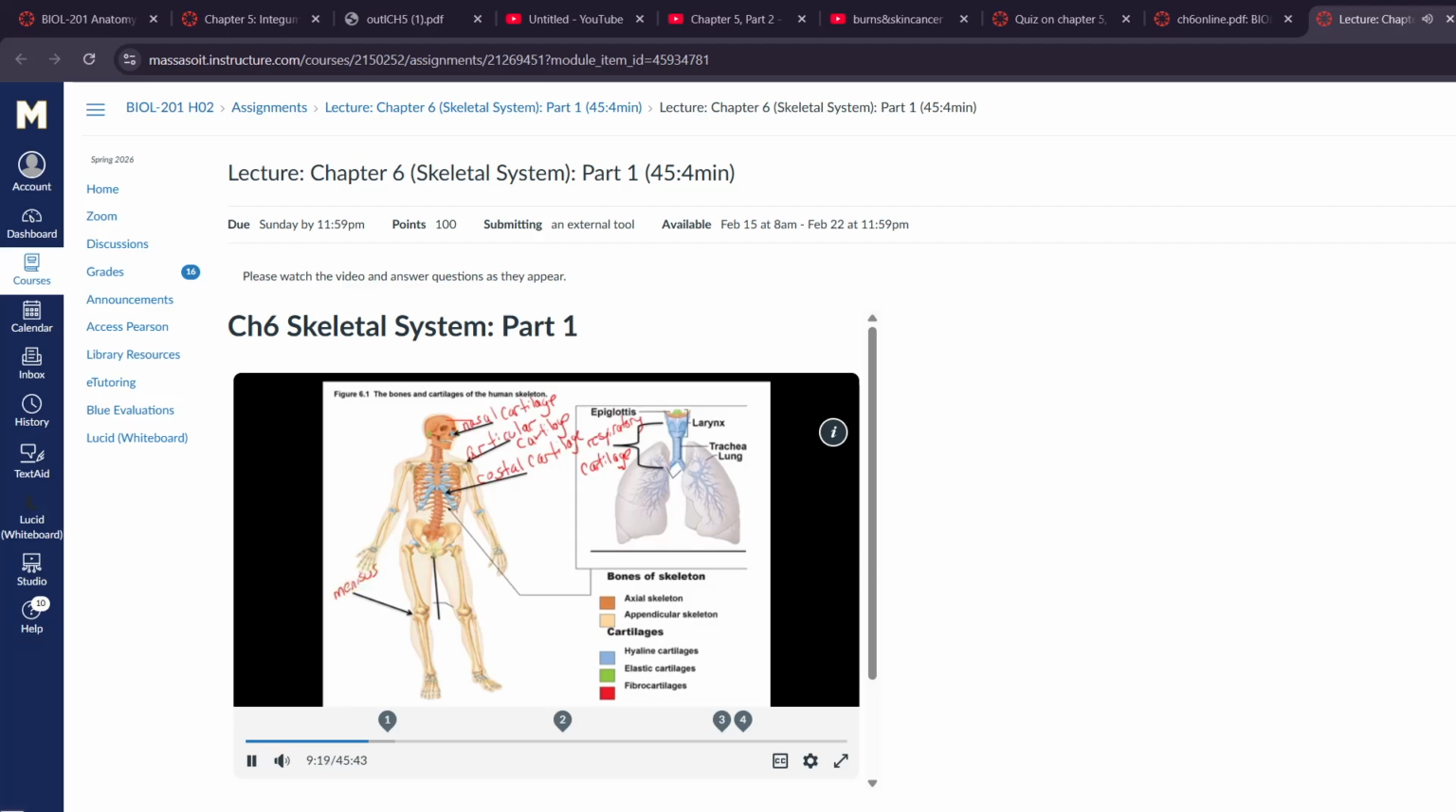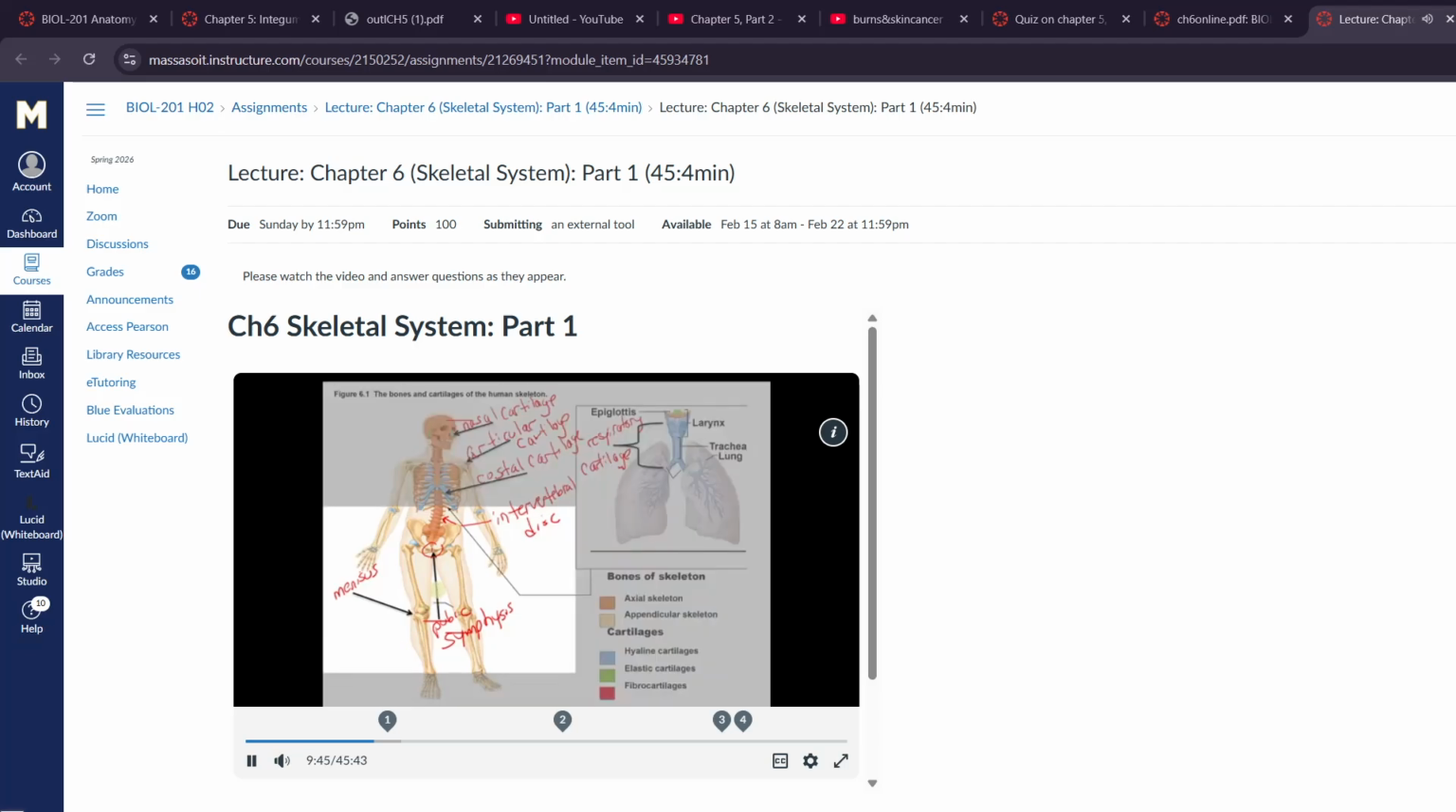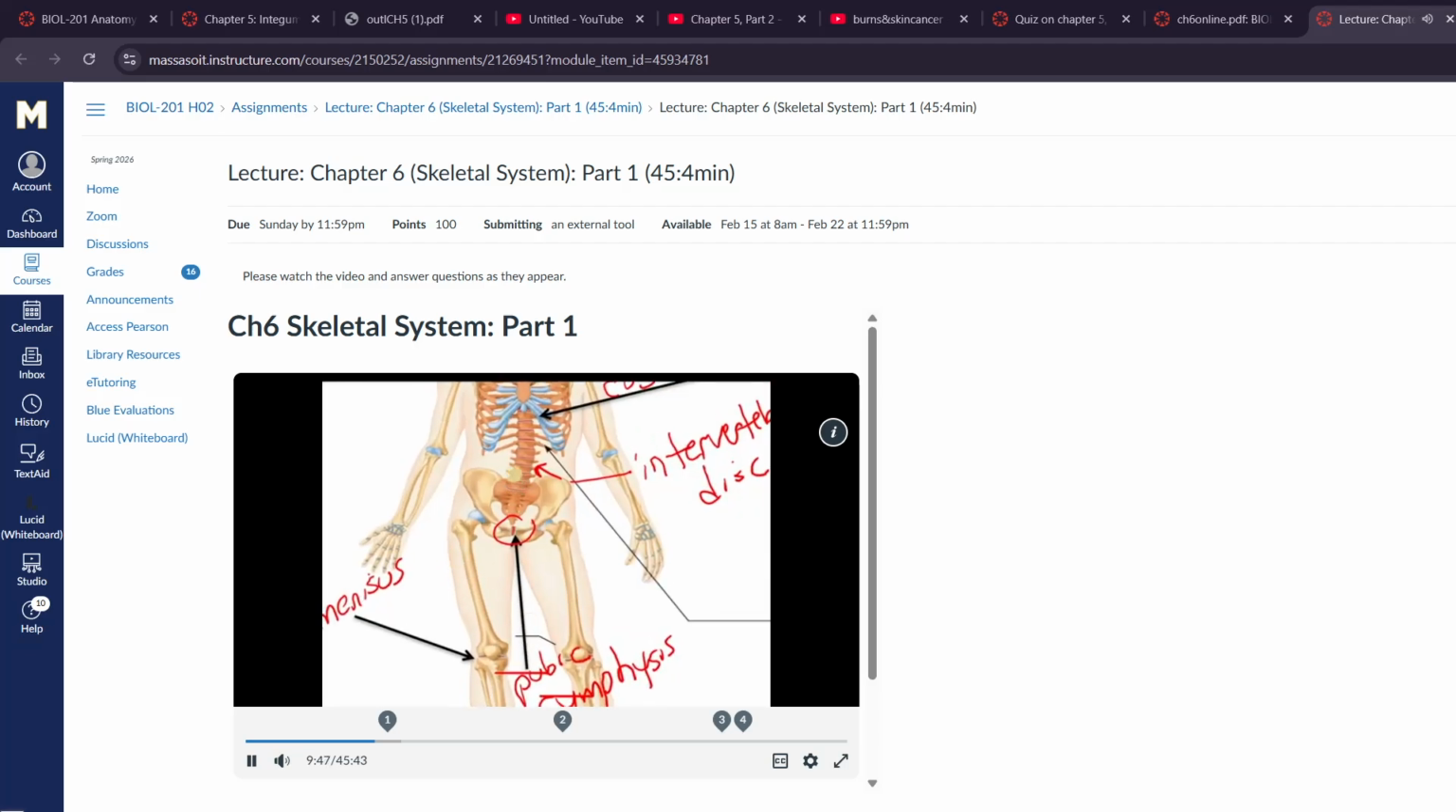And we can also see it right here. This is called the pubic symphysis. And lastly, this is a little hard to see, but right here is the intervertebral disc. And just to look at this a little more closely, if you look here, you'll see the red fibrocartilage, and around it on either side is hyaline cartilage.